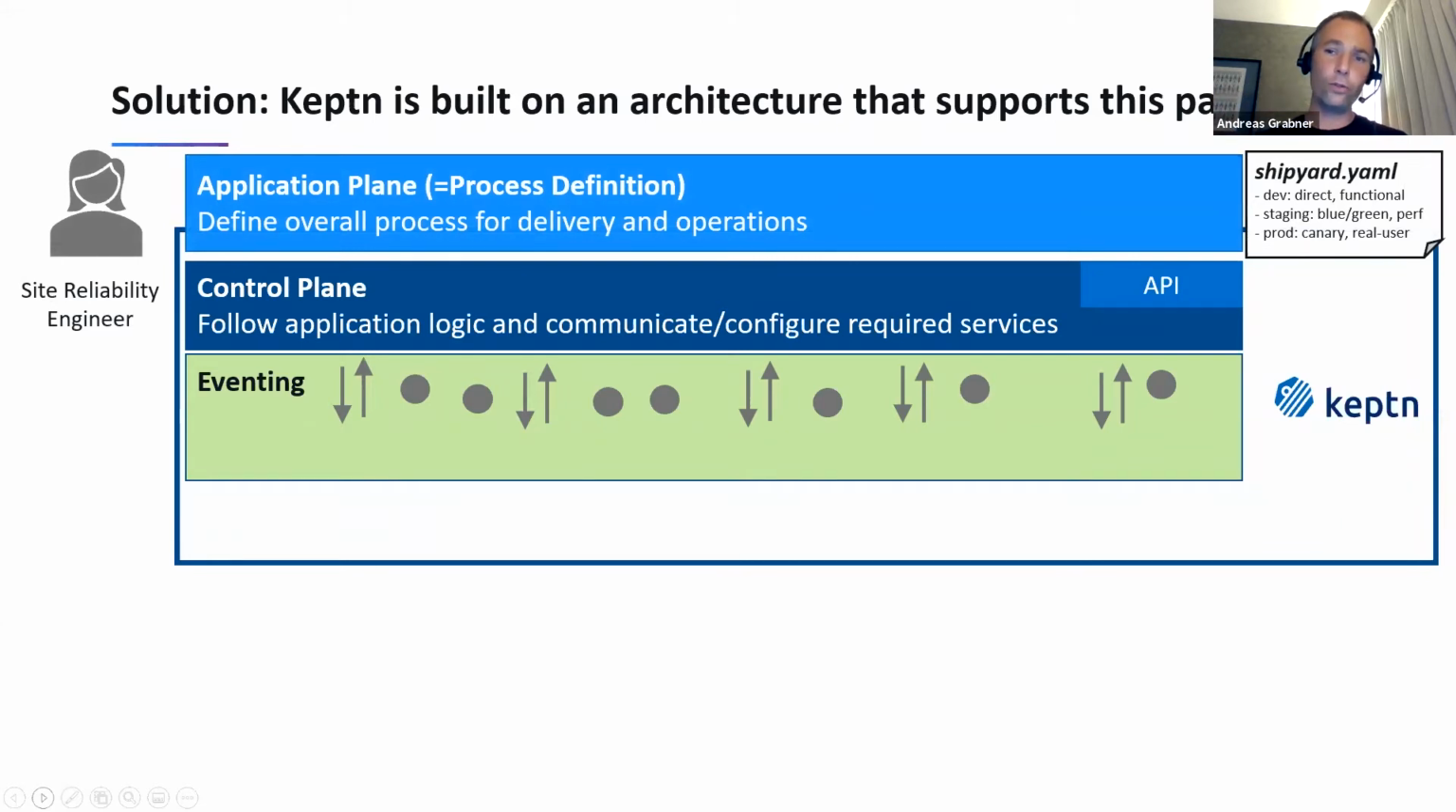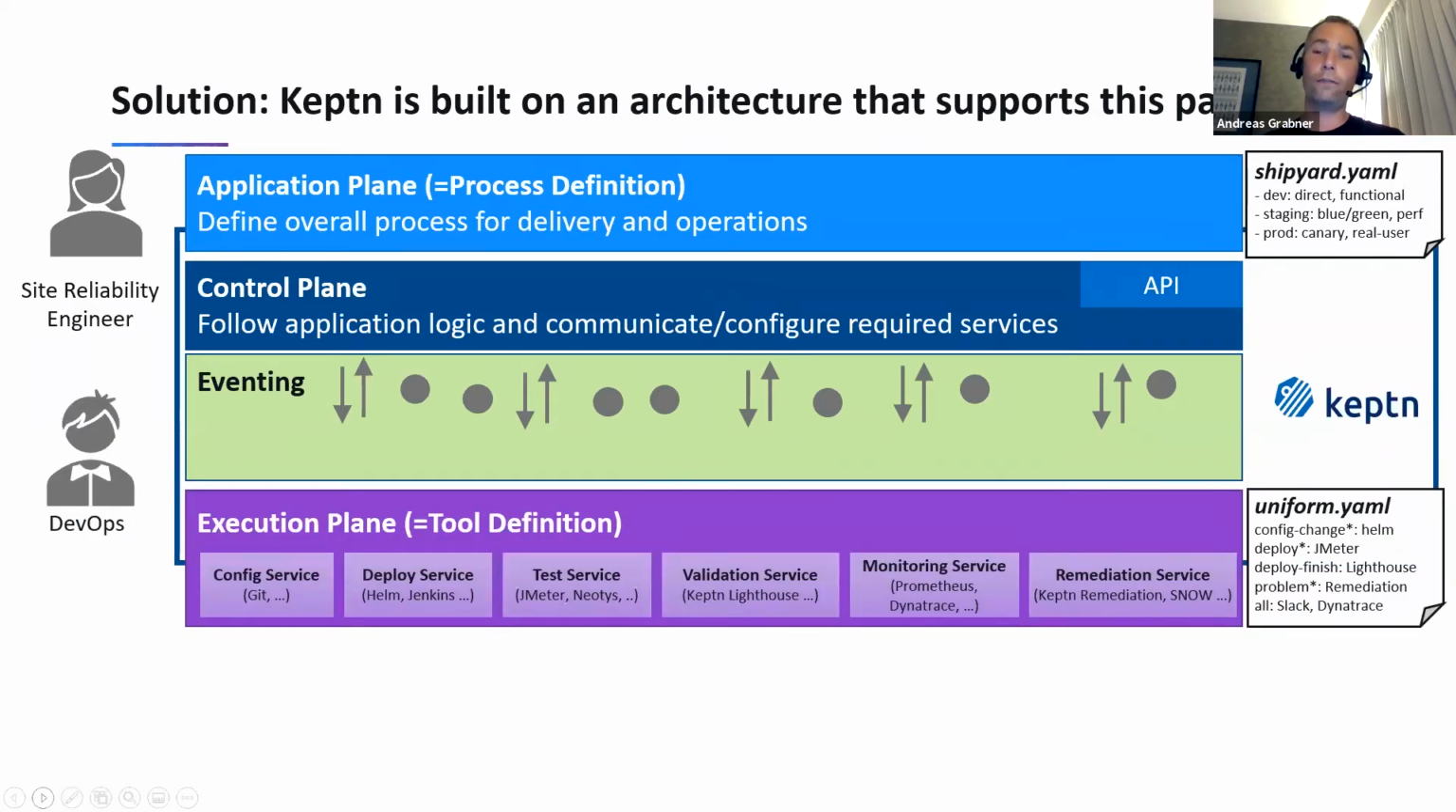If you want to use Captain for delivery, you define the process. In our way, we define the process in a so-called shipyard file, where you can see on the right here, I have a dev, staging, and prod environment or stage, and then I can specify what type of deployment, direct, blue-green, or canary should happen in which stage, what type of testing you want to do, and also what type of SLIs and SLOs you want to use for validation. And this is a file that can be specified by, let's say, site reliability engineers who own the process.